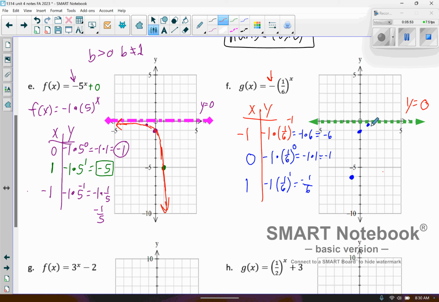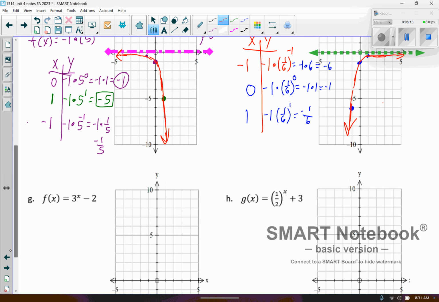And so now we'll just connect this with a smooth curve and go along my guardrail right here. And there we go. And so once again, as far as transformations, this would be a reflection.